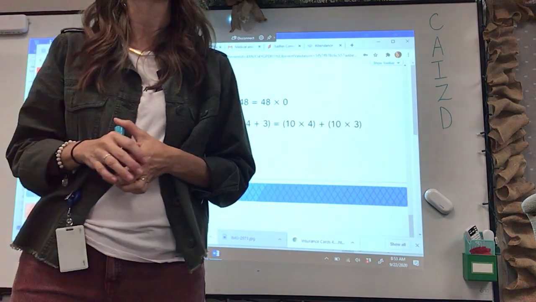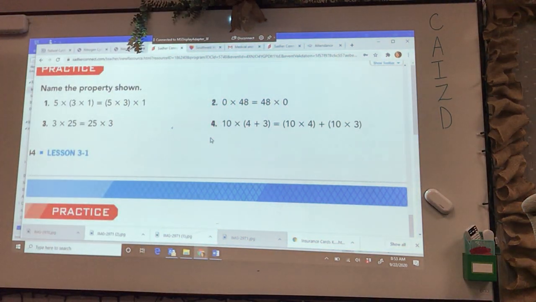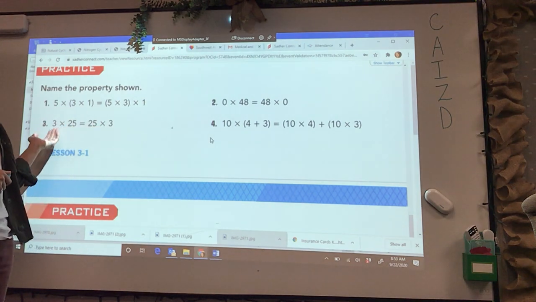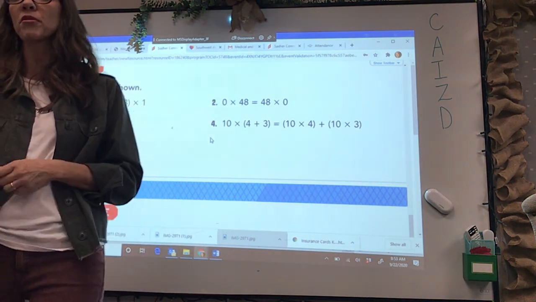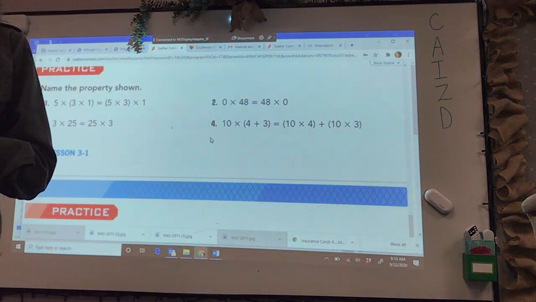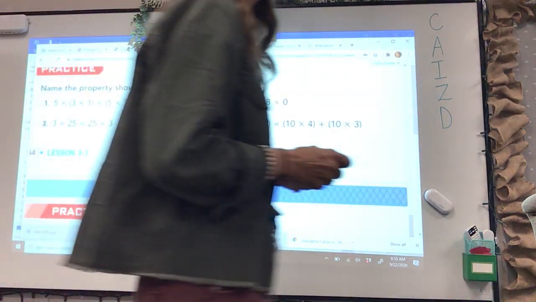Everybody better get this right. Do number 2. Everybody gets it wrong. Okay, yes, it is the 0 property. Any number times 0 is going to be 0. What about number 3? Number 3, pretty easy this one.